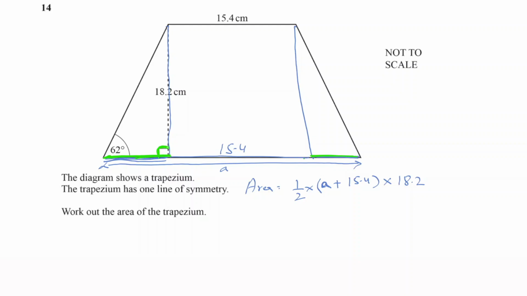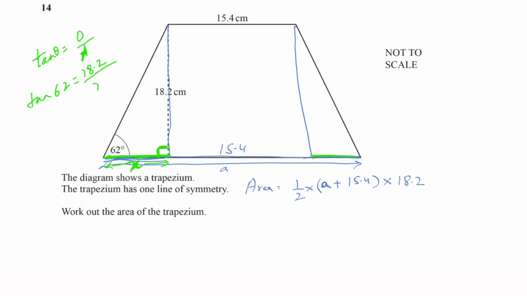Okay, let's use trigonometric ratios. So we have SOH CAH TOA, tan equals opposite over adjacent, right? TOA. So tan theta equals tan 62 equals opposite, which is 18.2, over adjacent, which will be, let's say this is x. Okay, let's say I'm taking this length as x.